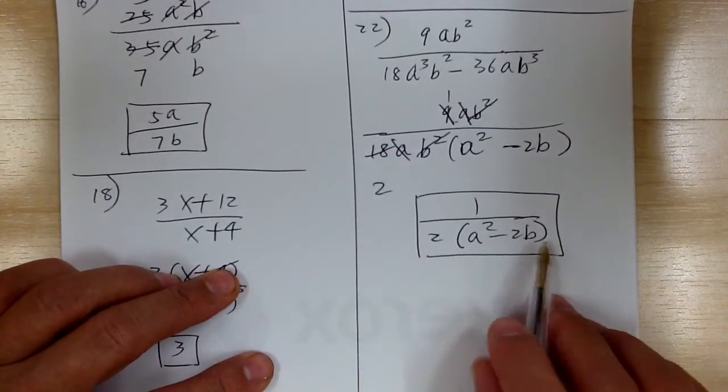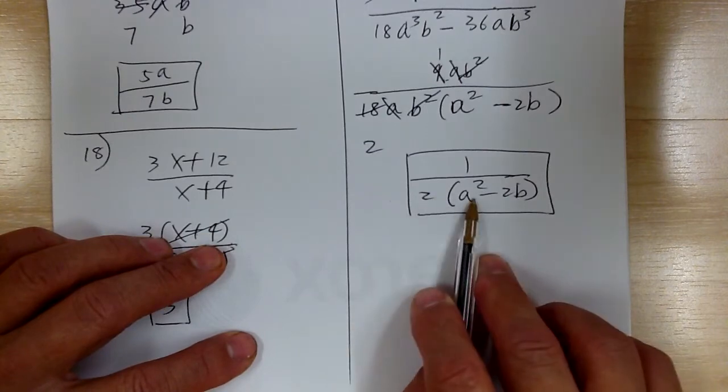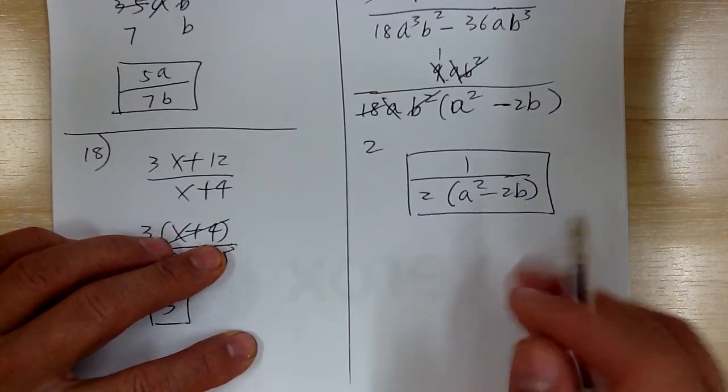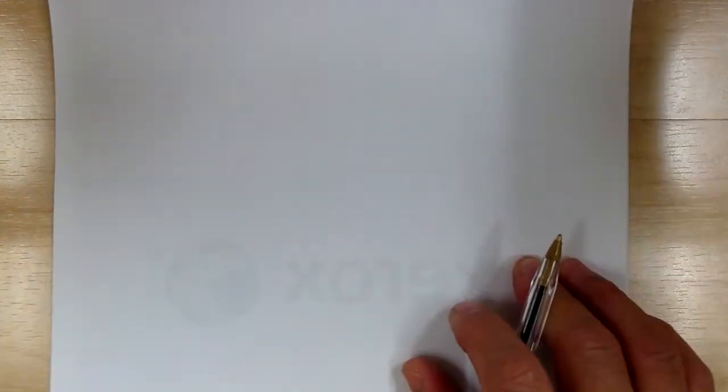Now, you can multiply if you want to. It doesn't matter. Both are correct. So if you multiply out, that's fine too. But you can just leave it like that. Okay, let's go to 24.